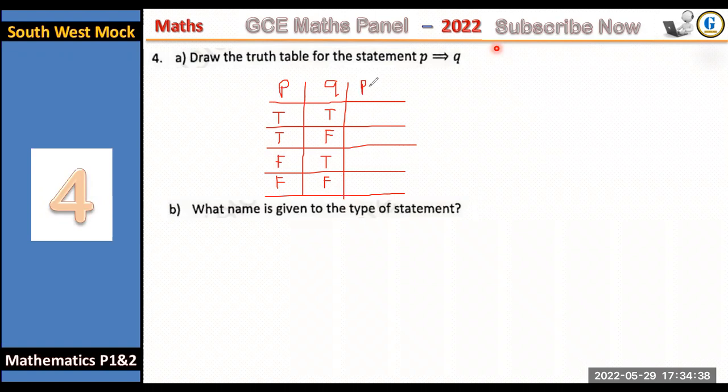P implies Q. Now, what are the conditions for this truth table? Whenever the two are the same, whether they are false or they are true, it is true. And whenever the second is false and the first is true, it's going to be false. But if the first is false and the second is true, it's going to be true. So you have to note this point. P implies Q has only one false value, and that happens only when the first is true and the second is false.